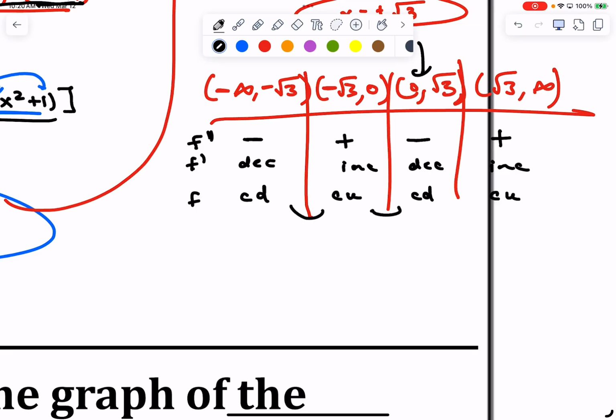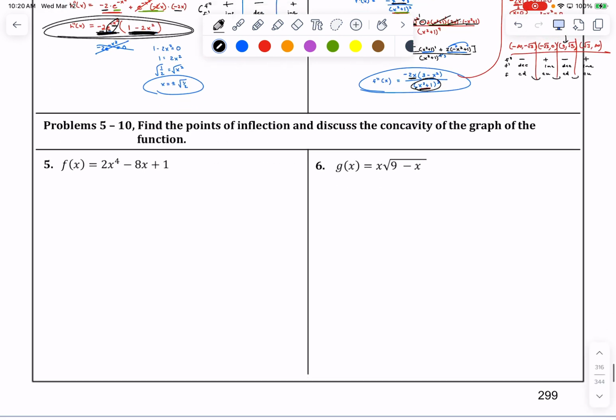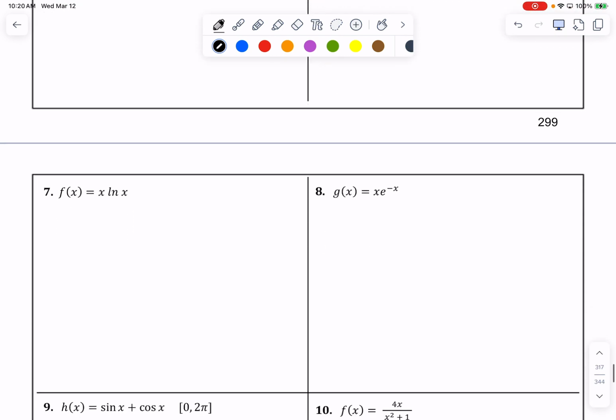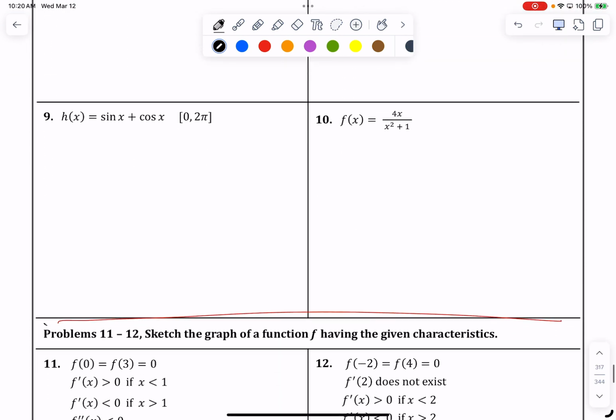Are these all potential POIs? Yes, because they were in the domain, because the domain was all real numbers. You would have to find them all. Yep, now you know why this is going to be the longest assignment ever. All right, rest of the homework I think is pretty straightforward. It's the same kind of stuff. All right, make sure you got through 10 done.